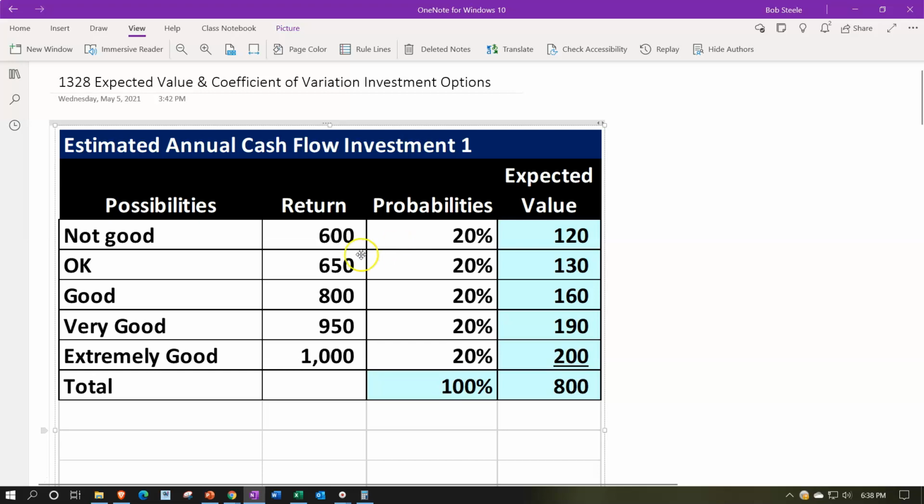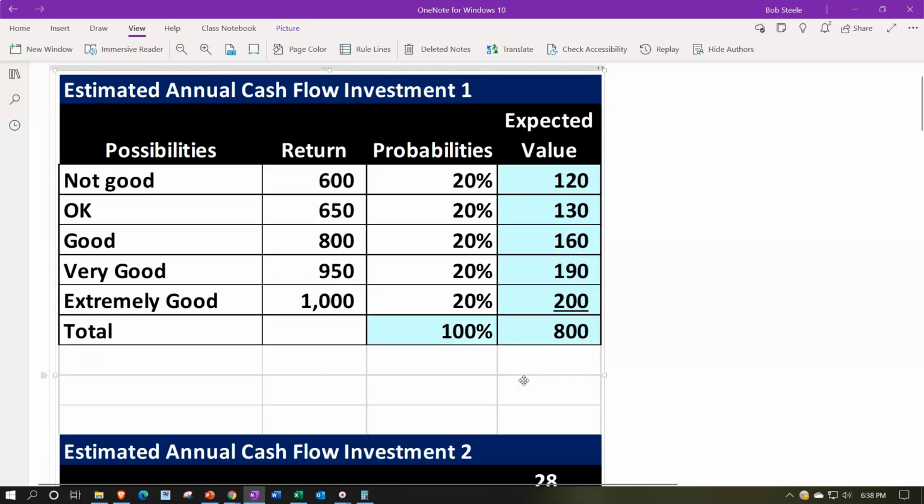And then the expected value is going to be the 600 times the 20% or 120, the 650 times the 20% or 130, the 800 times the 20% or 160, the 950 times the 20% or 190, the 1,000 times the 20%, the 200. That gives us an expected value of $800.